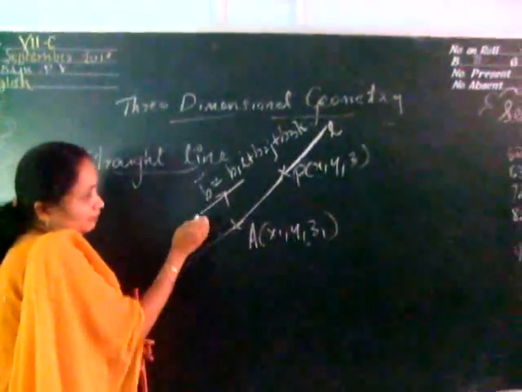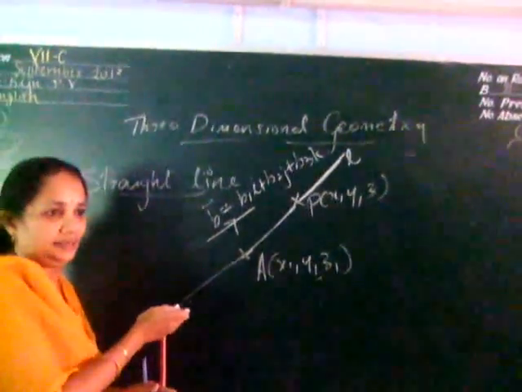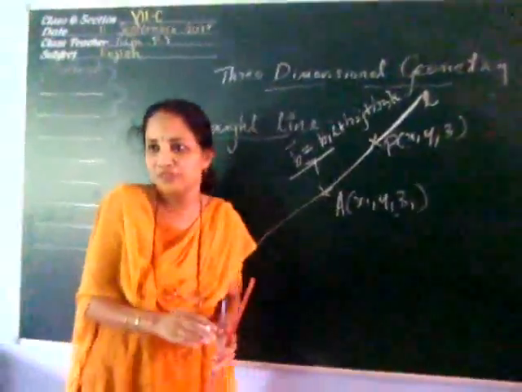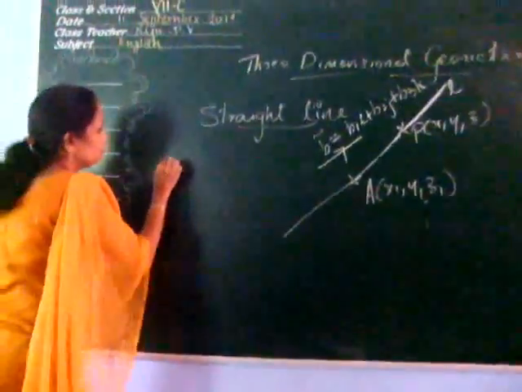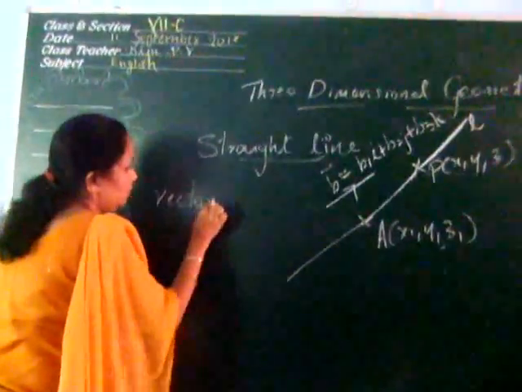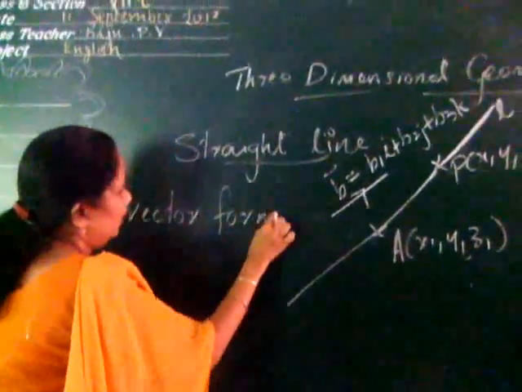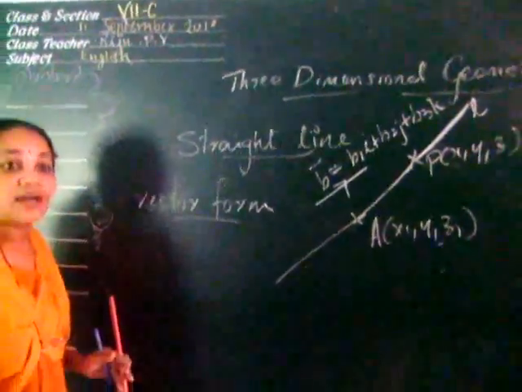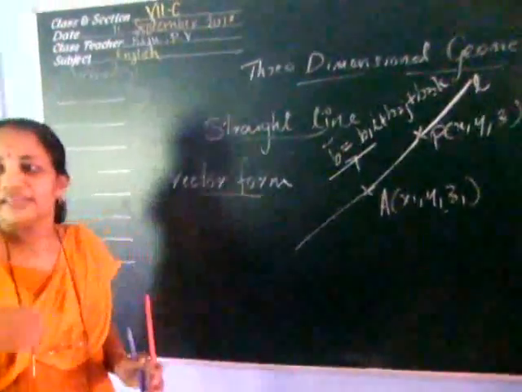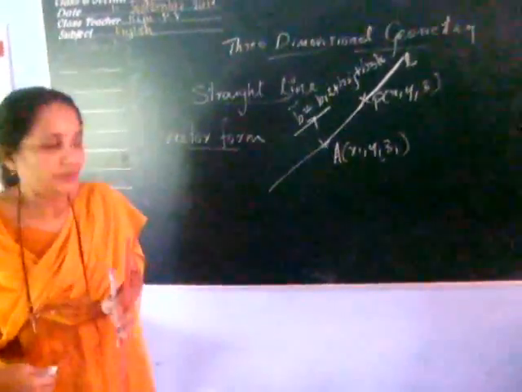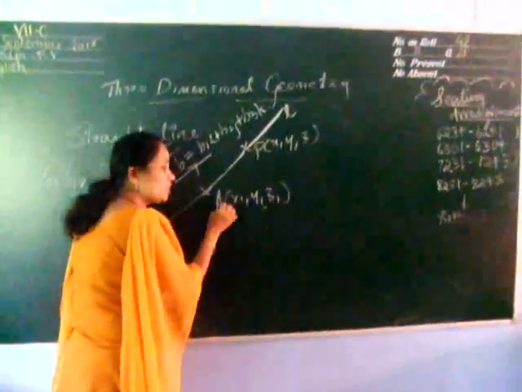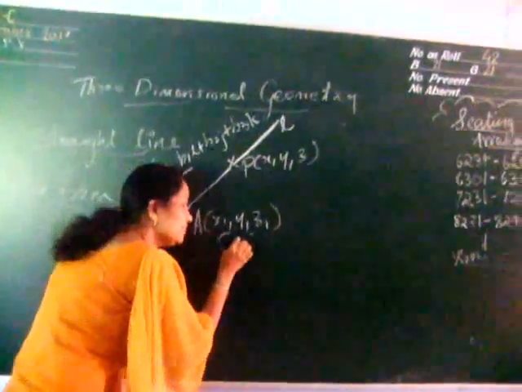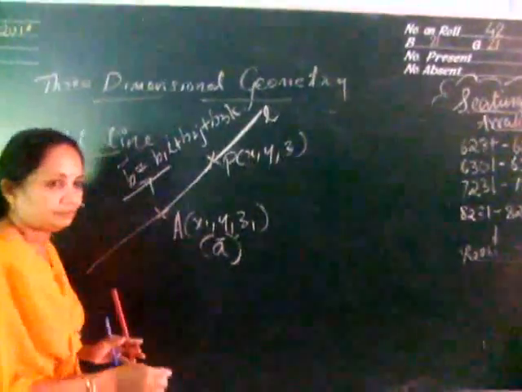And while writing the equation of the straight line, here we get two forms of the equations of the straight line. One is called the vector form, and the other one is called the Cartesian form. Now let us derive the vector form first. In vector form, we will have to consider the position vector of A as vector A.